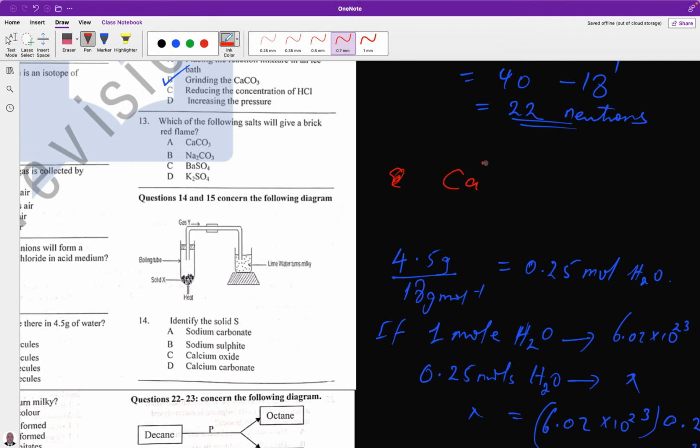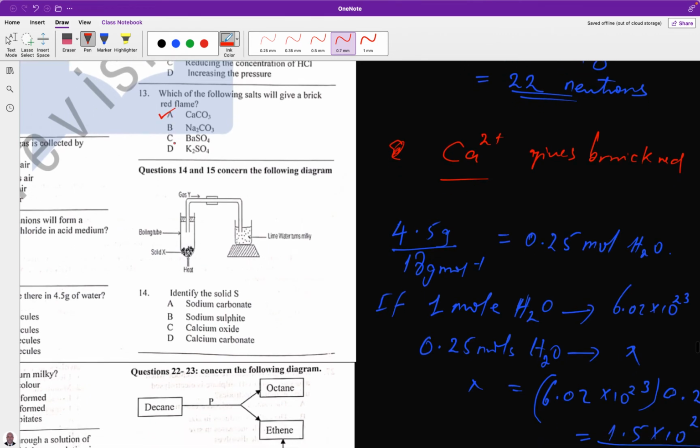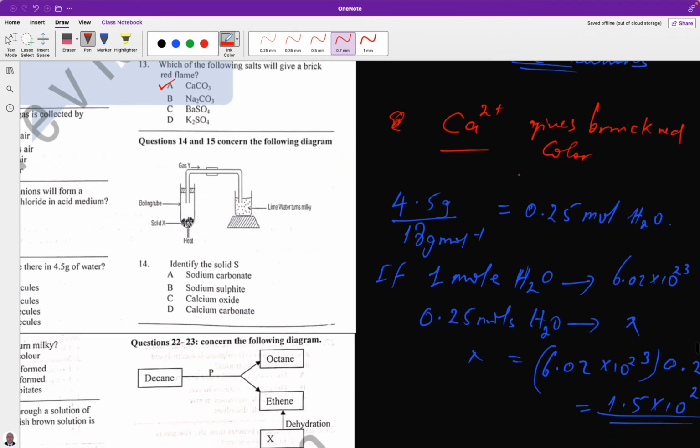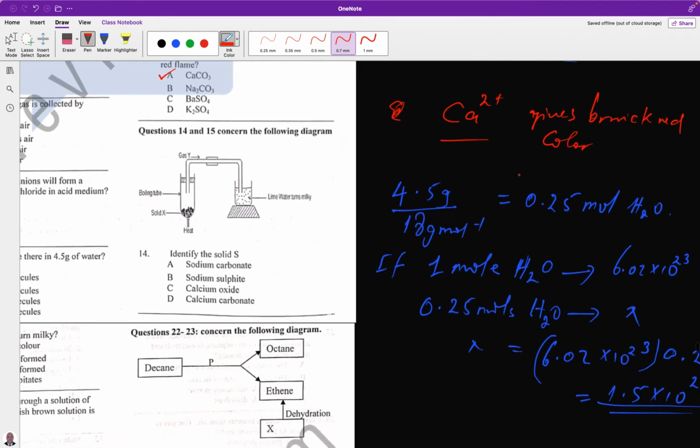A calcium ion gives a brick red. So in that case, the compound that contains calcium ion is A. So only calcium ion can give a brick red color under the flame, under the Bunsen burner.